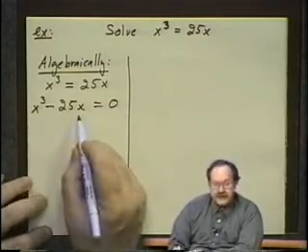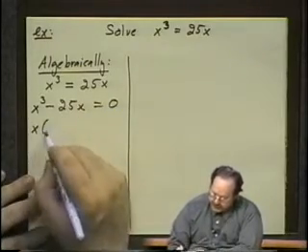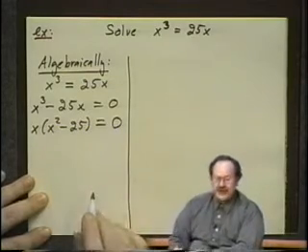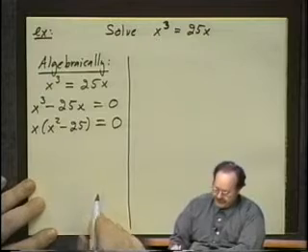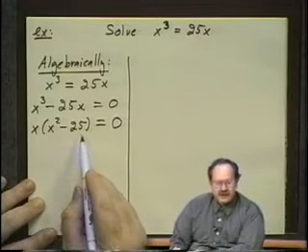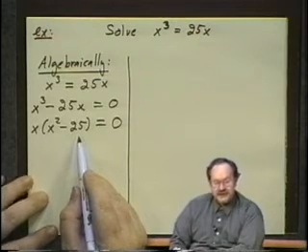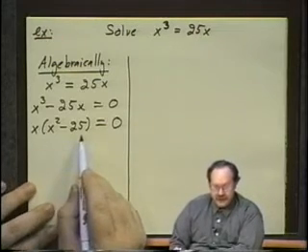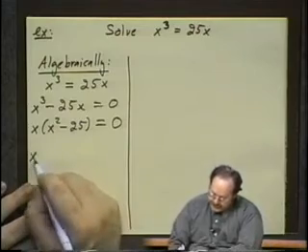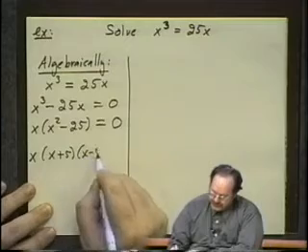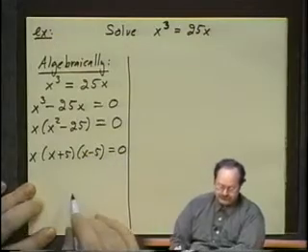I immediately see that x can be factored out, so I'll pull that out. X squared minus 25. And now this is where your experience comes in. X squared minus 25 is the difference of two squares. You will recognize that from the work we did in basics. The difference of two squares factors very nicely. So this is x times x plus 5 times x minus 5 equals 0.